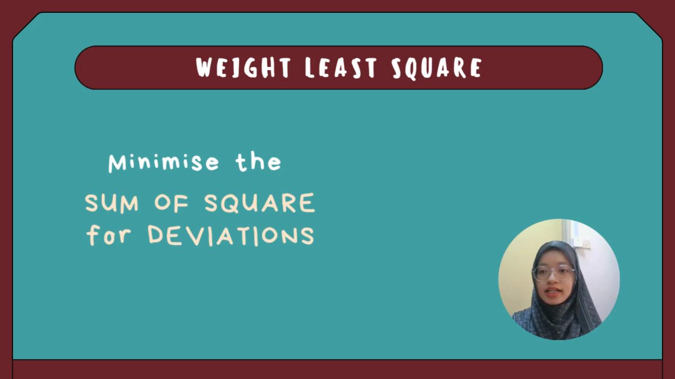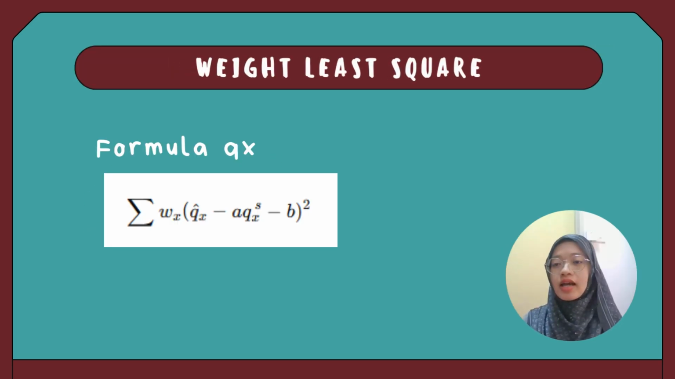After doing all that, now we will determine the parameter theta by using WLS, which is weighted least squares, where it will minimize the sum of squares of deviations. By using this formula of q_x to calculate WLS, where w_x is our weight of each x.